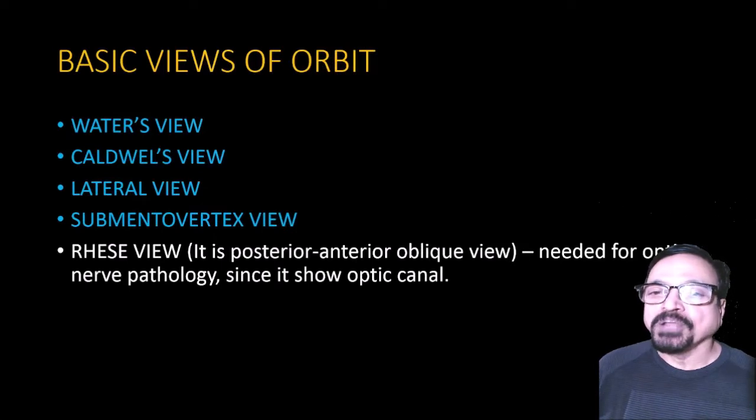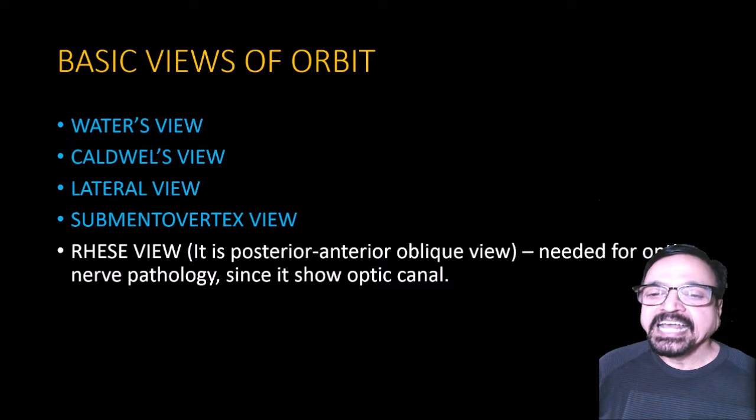Then the basic views of the orbit. These are the Water's view. A Water's view shows an idea about the orbit, however it is more distorted. Second is Caldwell's projection with certain modification. Yes, it is definitely informative. The lateral view has a lot of superimposition, therefore it has limited value. Then submento-vertical again has limited value.